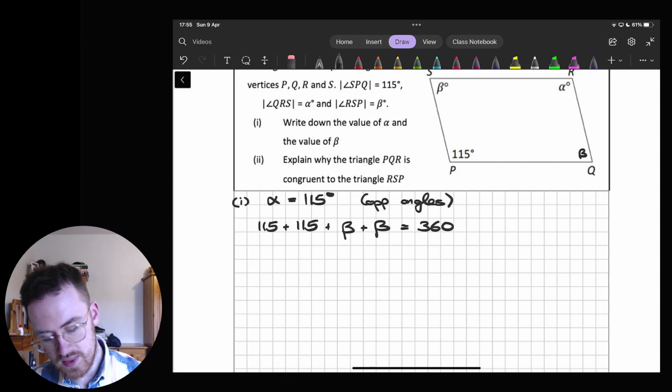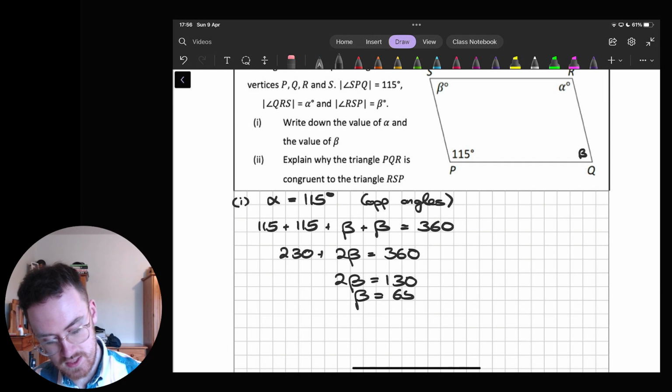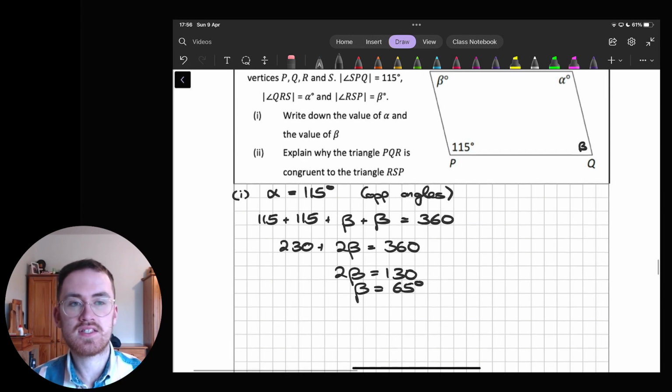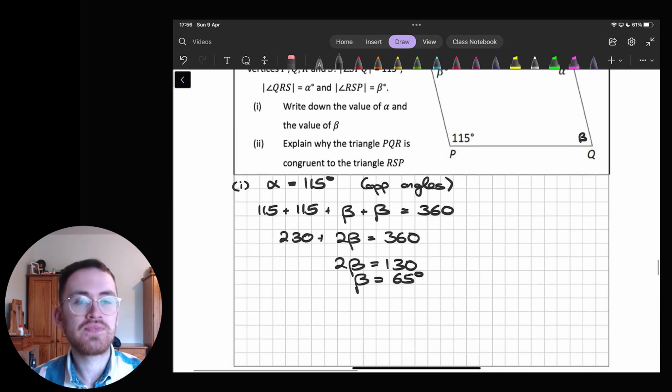So we have 230 plus 2 beta equals 360. 2 beta is 130, which means beta is 65 degrees. So our beta is 65 degrees altogether.